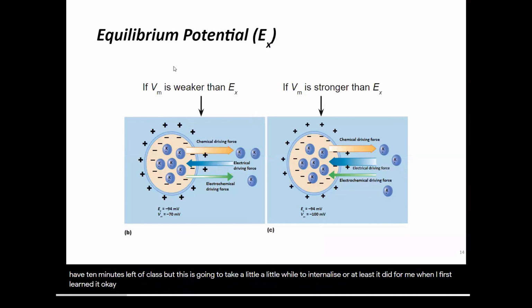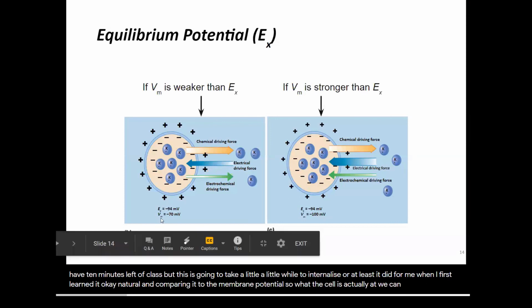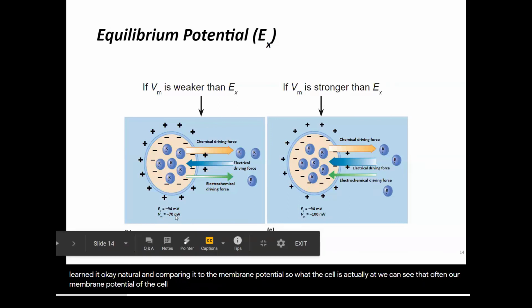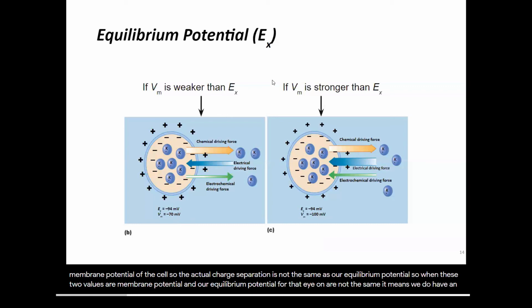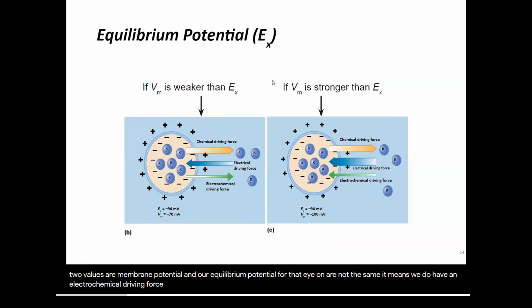Okay, so when we're looking at our equilibrium potential and comparing it to the membrane potential, so what the cell is actually at, we can see that often our membrane potential of the cell, so the actual charge separation, is not the same as our equilibrium potential. So when these two values, our membrane potential and our equilibrium potential for that ion, are not the same, it means we do have an electrochemical driving force. So there is a total force acting in some direction.